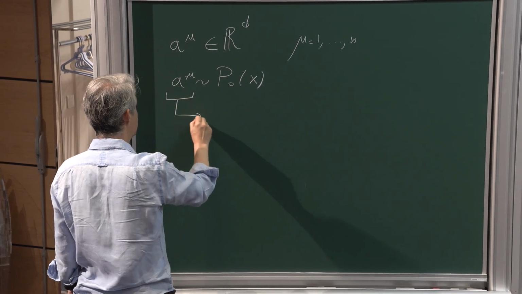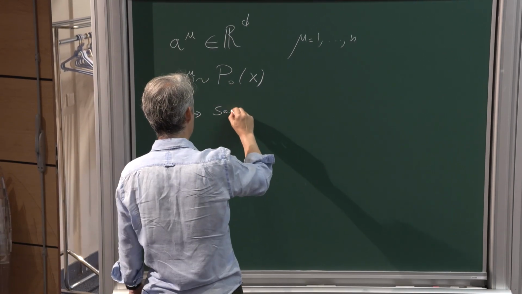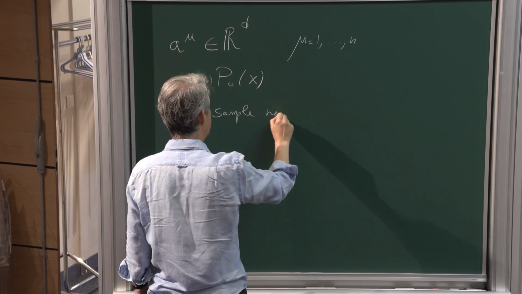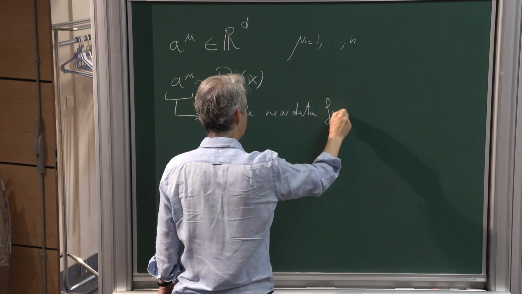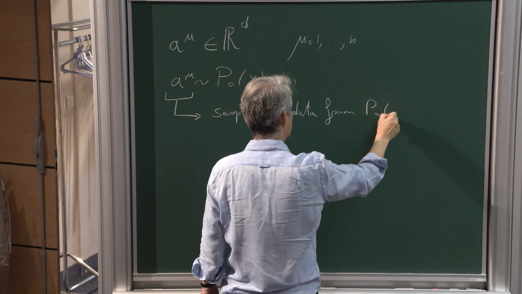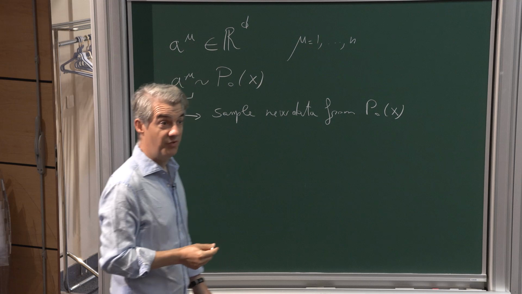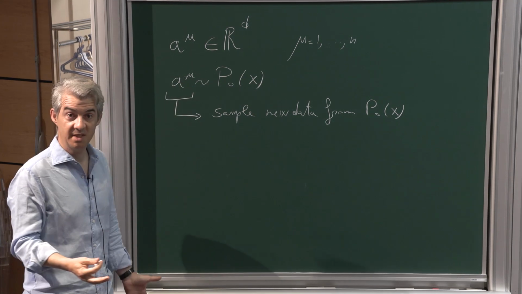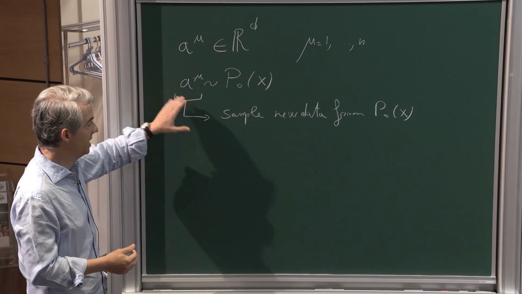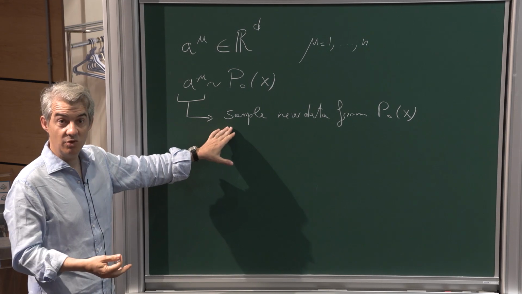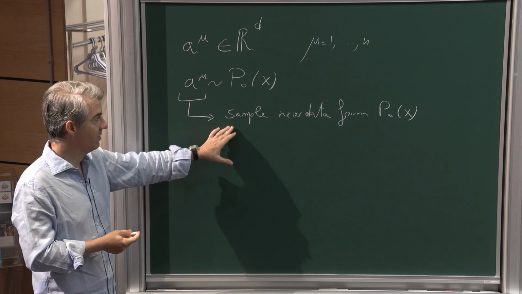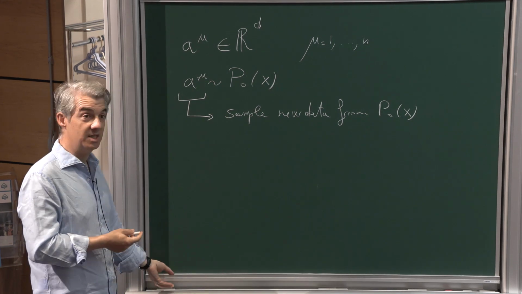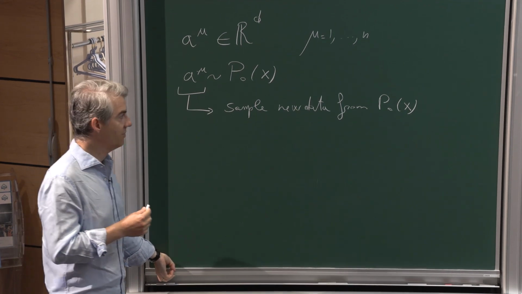And from this, you want to sample new data from P0 of x. So somehow, you could think you have to be able to learn P0 of x in some way. So you have the data, you want to sample new data, and this new data should be, in principle, data which is sampled from P0 of x. Okay, so this is the model, very, very roughly.